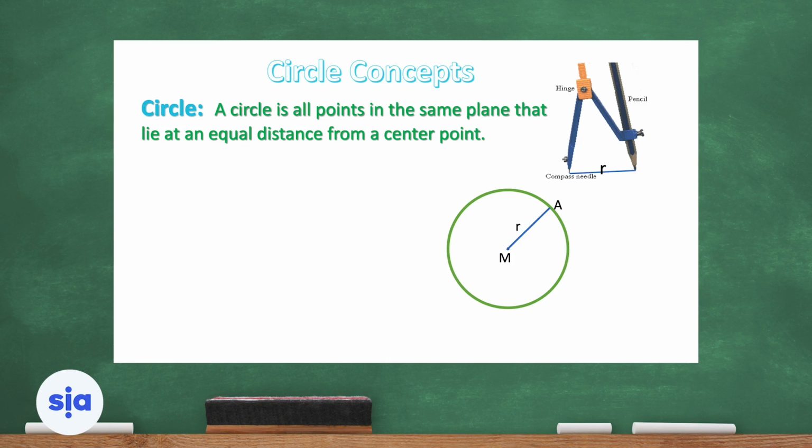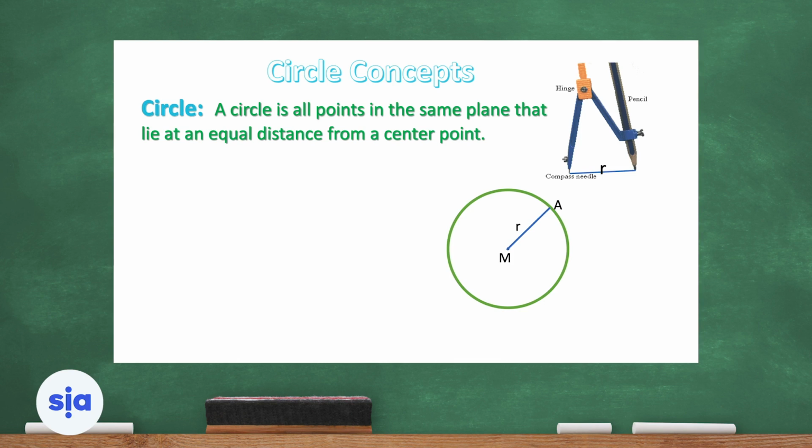The point in the center of the circle, we call it the center point. And we name the circle with it. So if here we have point M as the center point, we call it circle M. And point A is a point on the circle.